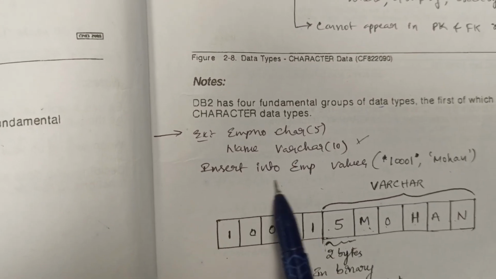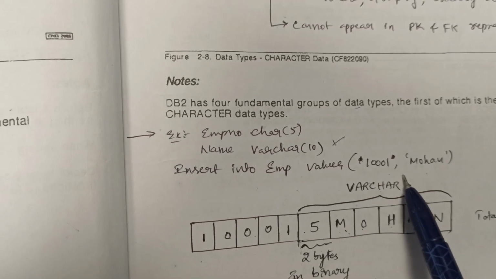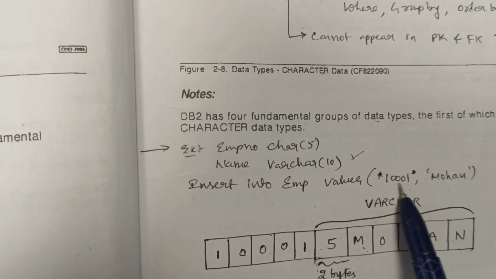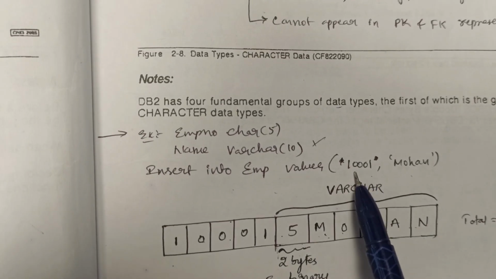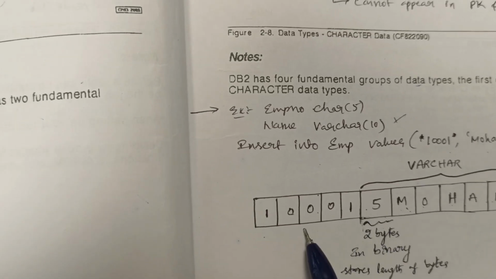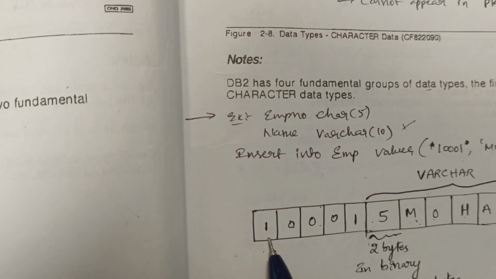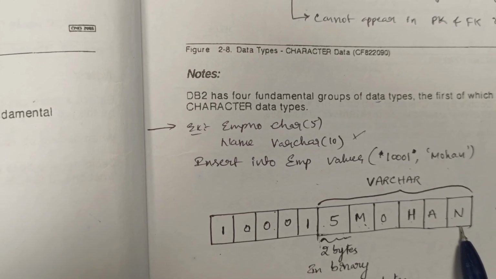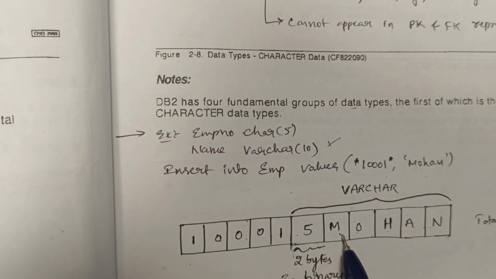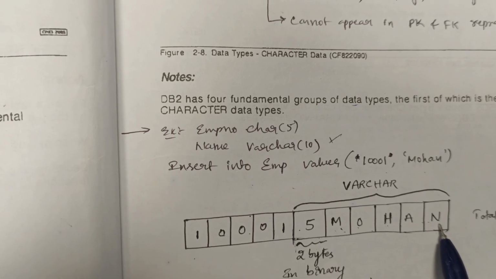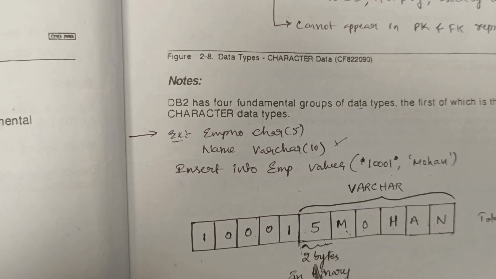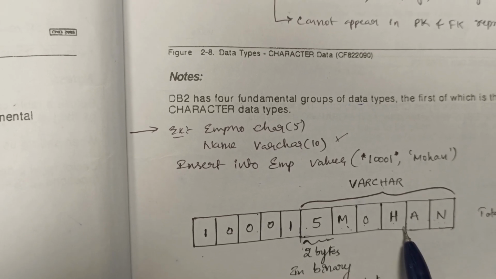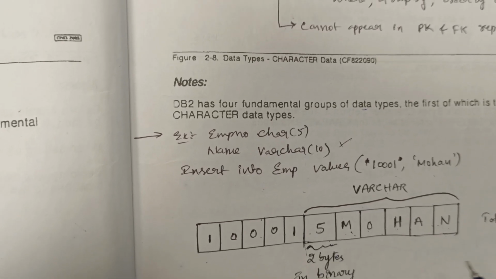See, I am inserting here: insert into employee table, and the values are employee number, which I declared as char 5, and varchar 10. Here I gave sample values 13001 and Mohan. How does DB2 store the value here? Initially it will store the employee number, then the varchar field will store the length. What is the length of the field? The 2 bytes will store the length, which is 5, because I have given 5 characters, that's why it will store 5 here.